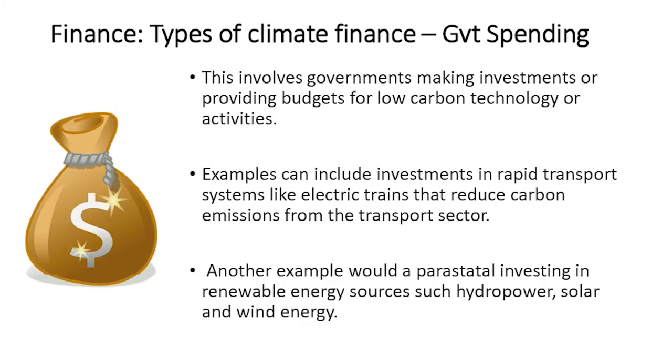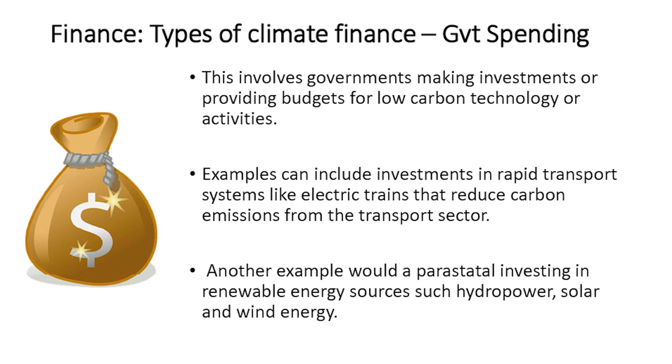So we also have government spending from our fiscals. So really, we can talk a lot around our budgets. This involves governments making investments or providing budgets for low carbon technology or activities. And I think this speaks well to what we call domestic mobilization of financial resources. Examples can include investments in rapid transport systems, like electric trains or high-speed trains that lead to reduced carbon emissions. Then they can also have private public partnerships. I know in South Africa, we've got the Gautrain that was done just before the World Cup. It was a PPP. Another example would be a parastatal investing in renewable energy sources, such as hydropower, solar, and wind energy.